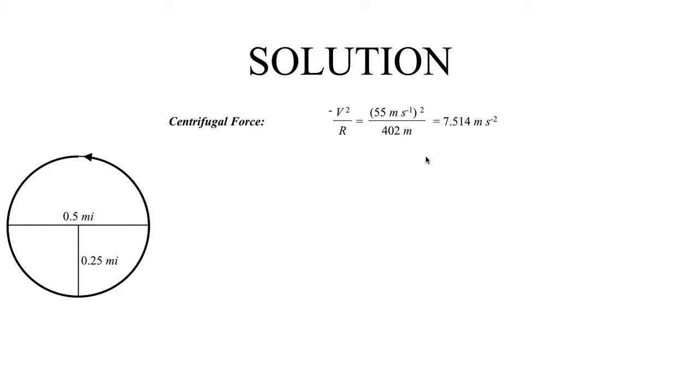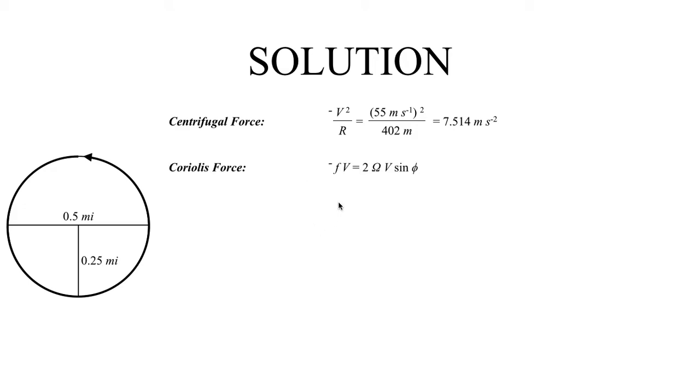That's a lot of centrifugal force for a tornado. By the way, 55 meters per second is roughly an EF2 tornado. So a strong tornado, definitely not lower end, but not really high end either. Now let's take a look at the Coriolis force.